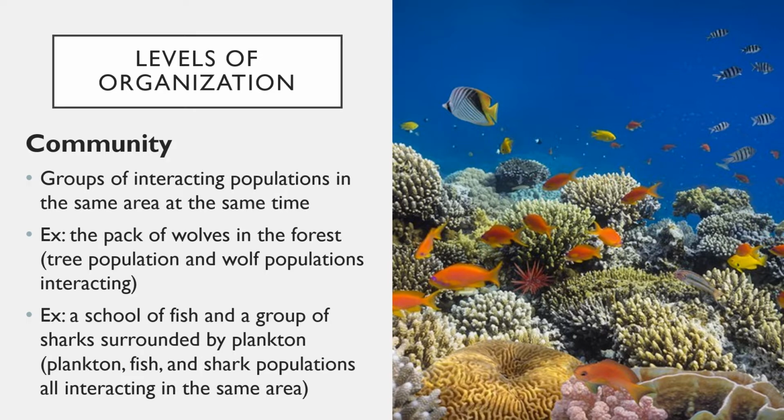And this next level is called a community. It's a group of populations, so different populations of different species interacting in the same area at the same time. So if you look at our picture here, you'll have some tangs and some other species of fish. I'm not very good with fish, so I don't know all their names, but you have all these different species of fish here that are interacting. But you also have a sea urchin right here. You also have all these different coral types that are all living things. Those are all different populations interacting in the same area at the same time, so they form a community.